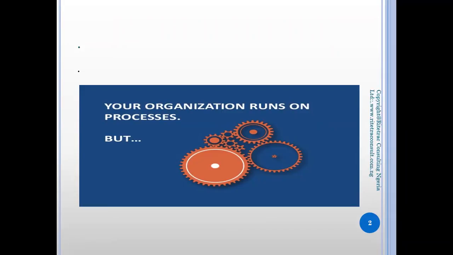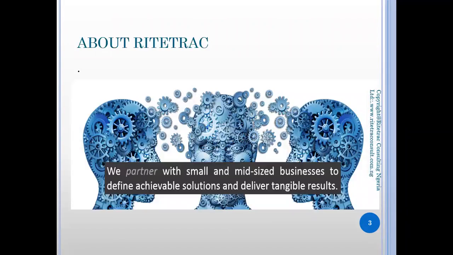Whether organizations are into manufacturing, service, or operations, each process has a lot of little integral things that make it up to become a product, a process, or a service. About Right Track: we partner with small and medium-sized businesses, even multinationals, to define achievable solutions and deliver tangible results.